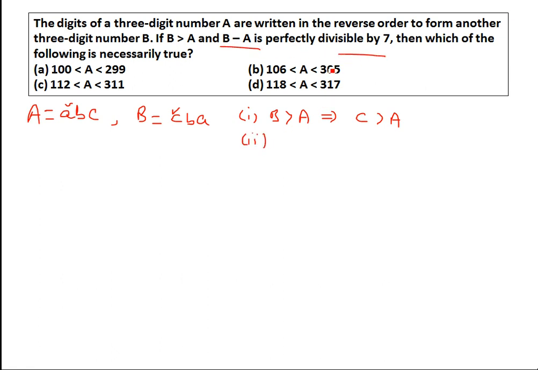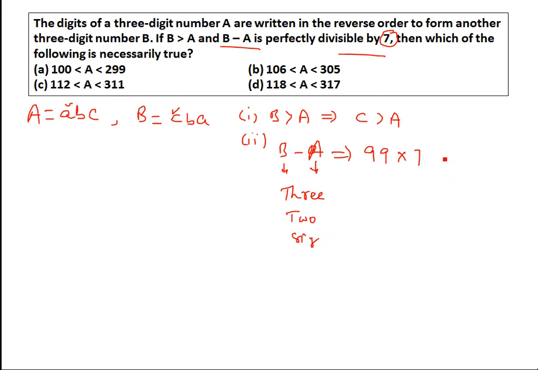The second thing is it is said that B minus A is perfectly divisible by 7, but we already know that the difference B minus A is always divisible by 99, and from the question it is also divisible by 7. That's why B minus A is a multiple of 99 as well as of 7. B is a 3-digit number and A is also a 3-digit number. Therefore, their difference will be a 3-digit number or a 2-digit number or a single-digit number.